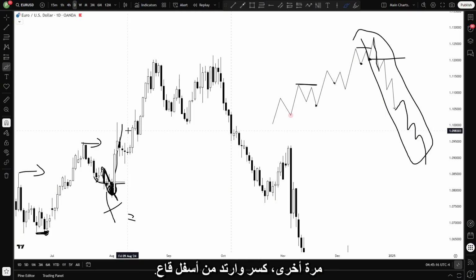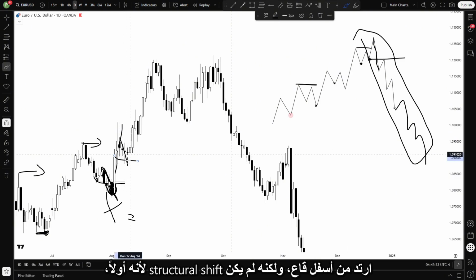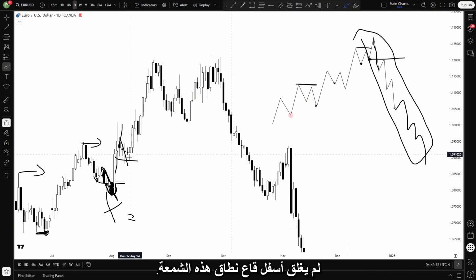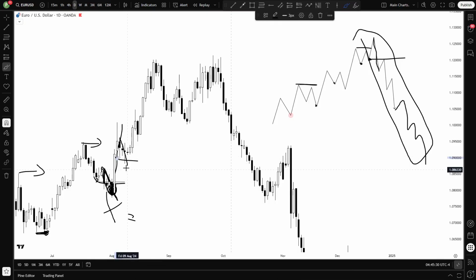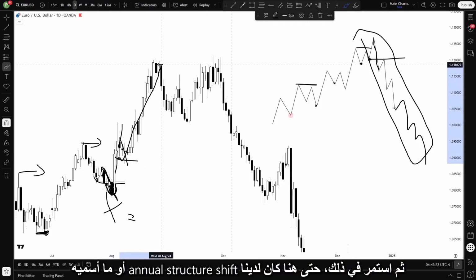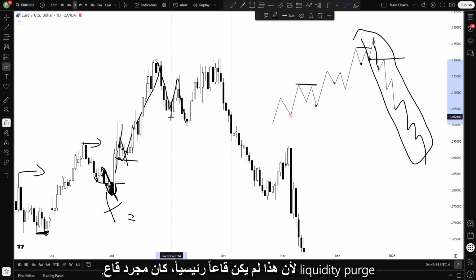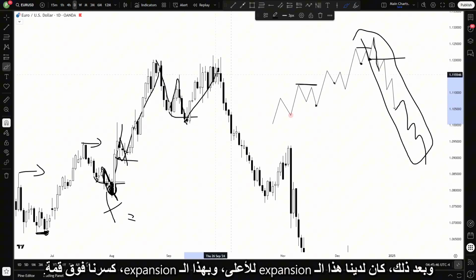Again, it rejected below a low, right? It rejected below a low, but it wasn't a structural shift because first of all, it didn't close below this candle range low, and second, this candle range low wasn't a key low. And then it continued that. Even here we had an invalid structural shift, or what I'd call a liquidity purge, because this wasn't a key low, this was just a low. And after that, we had this expansion above, and with this expansion, we broke above a high.